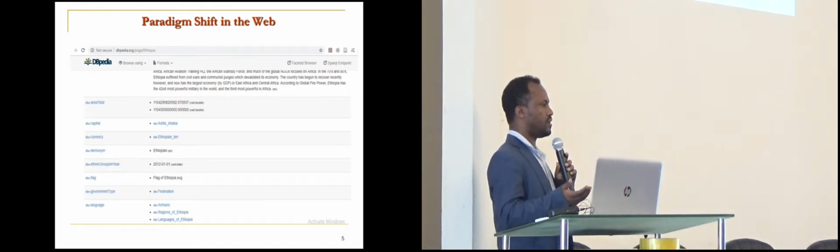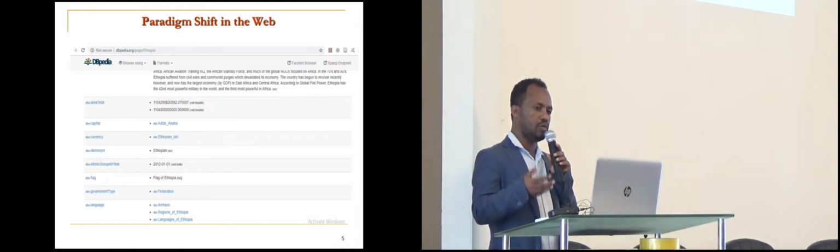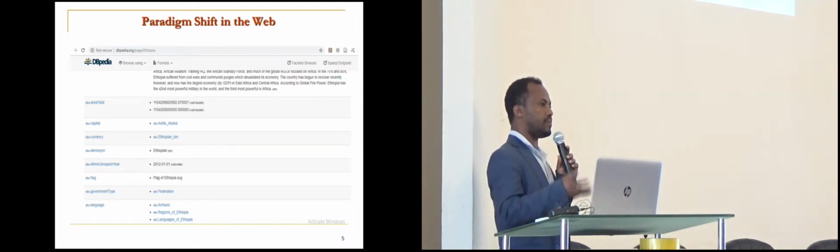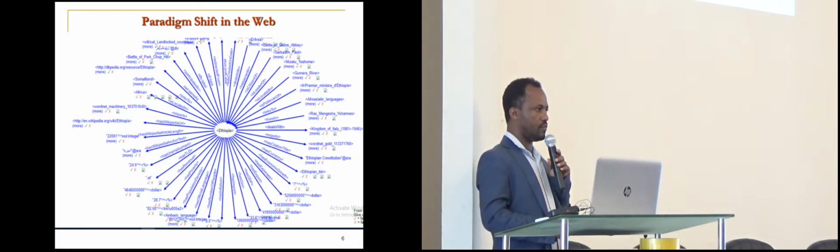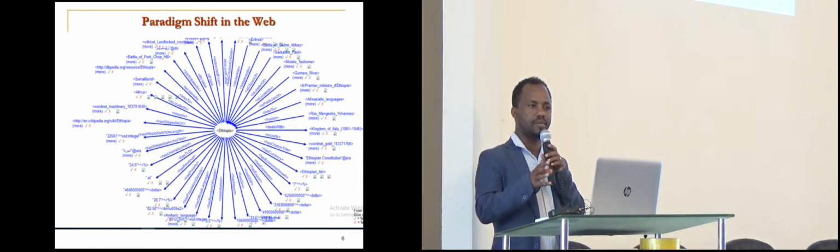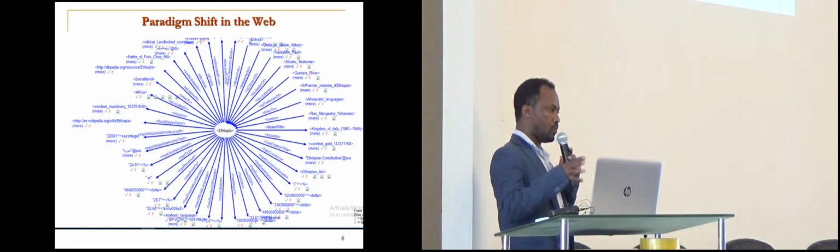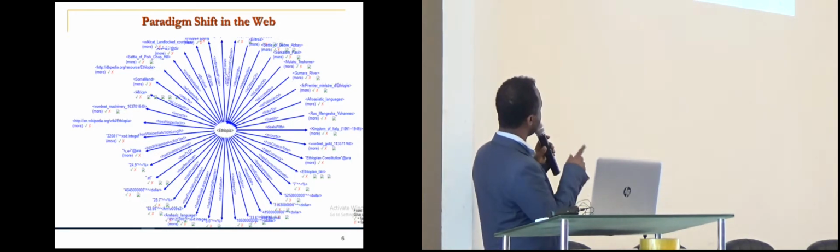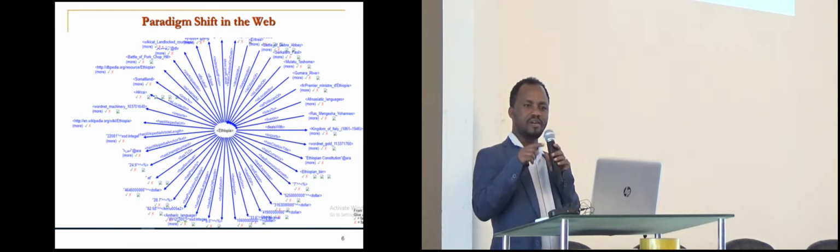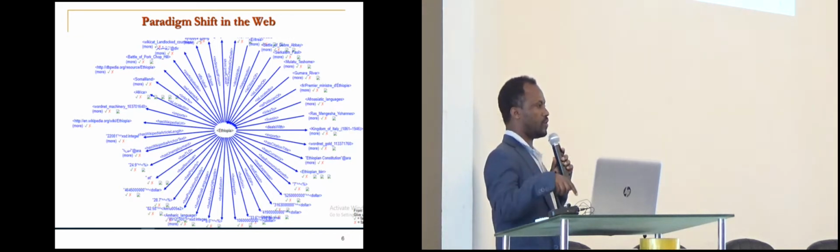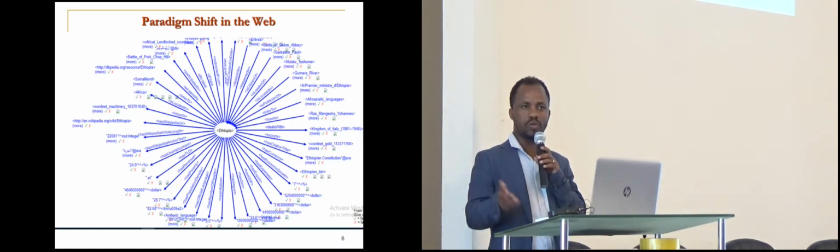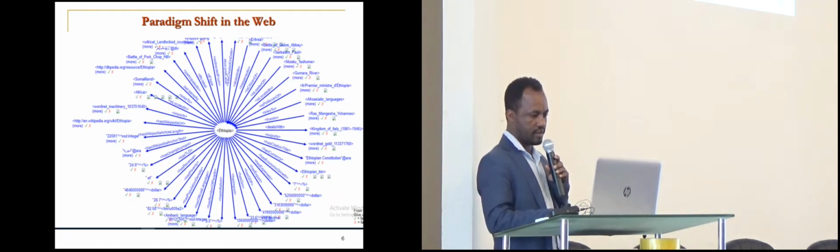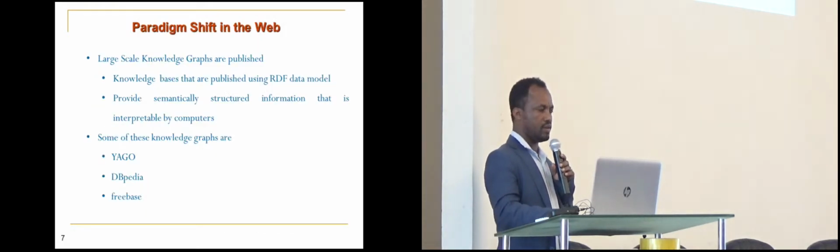Based on this data model, currently huge knowledge bases, sometimes called knowledge graphs, are published. A typical example is Wikipedia. Can you see this? This is data published in the web in the YAGO knowledge base. You can see this is a graph. There is one node in the middle, and there are some other nodes, and these nodes are connected by some relation. We can represent this in a graph model, which is why I said RDF is a graphical data model.